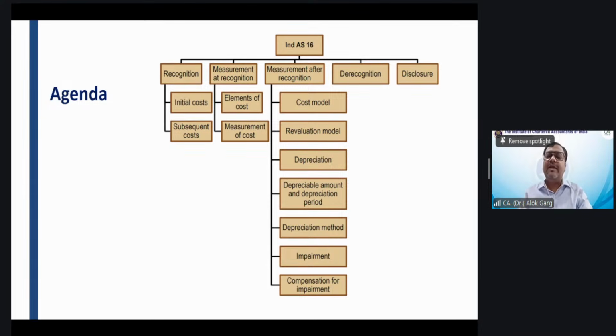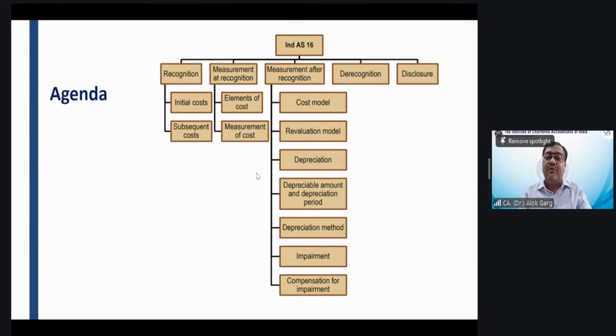Ind AS 16, property, plant and equipment, is not a new standard. In terms of Ind AS, it could be new because I'm teaching you Ind AS 16 for the first time. But have you covered this standard in accounting standards? Yes or no? Yes, of course, Ravinder. You have covered this concept of property, plant and equipment in accounting standard 10. So the name is also property, plant and equipment.